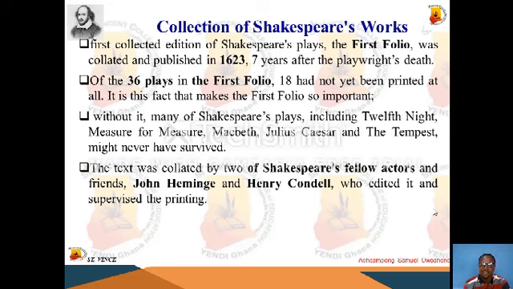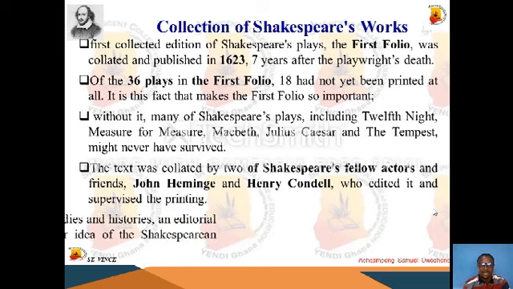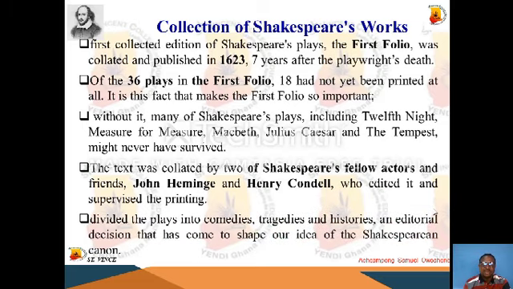Shakespeare was an actor himself, and also his friends John Heminge and Henry Condell. These two people edited and supervised the printing of the first folio and ensured that these 18 new manuscripts that Shakespeare had written down were actually added so that it would make the collection a historical one. Now, the plays of Shakespeare were divided into comedies, like we said earlier, tragedies, histories, and an editorial decision has come to shape the Shakespearean canon. So, all his plays put together were put into three main domains: the comedies, the tragedies, and the histories.